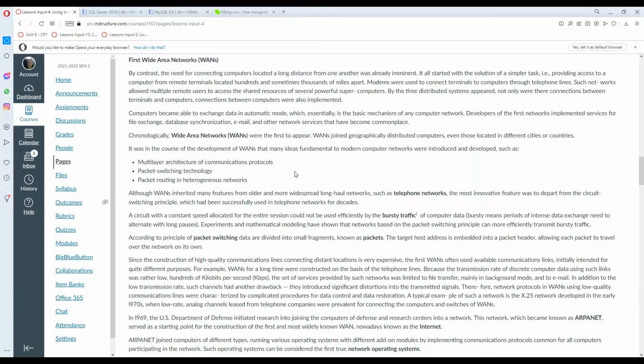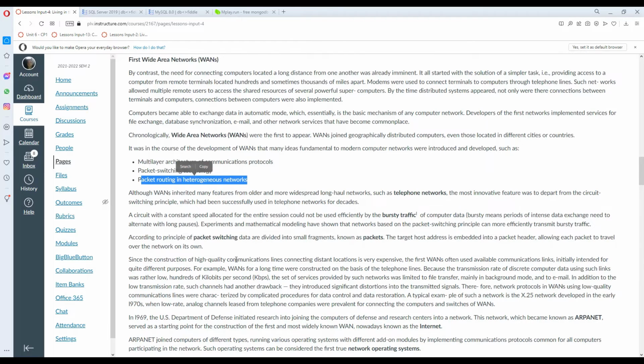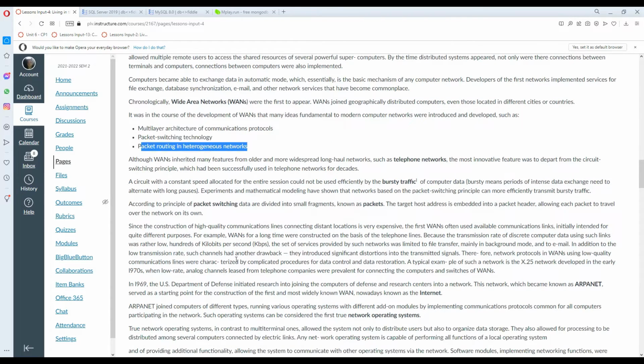It was in the course of the development of WANs that many ideas fundamental to modern computer networks were introduced and developed, such as multi-layer architecture of communication protocols, packet switching technology, and packet routing in heterogeneous networks. Although WANs inherited many features from older and more widespread long-haul networks, such as telephone networks, the most innovative feature was to depart from the circuit switching principle, which had been successfully used in telephone networks for decades.